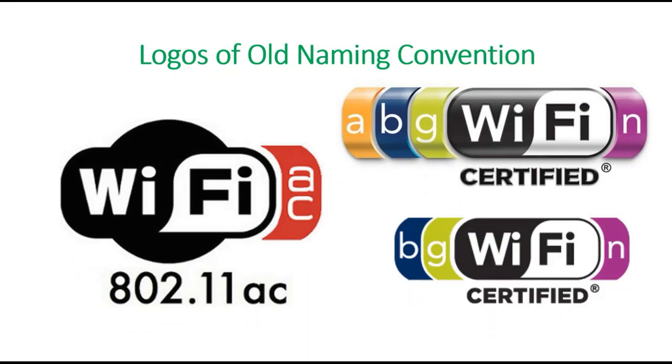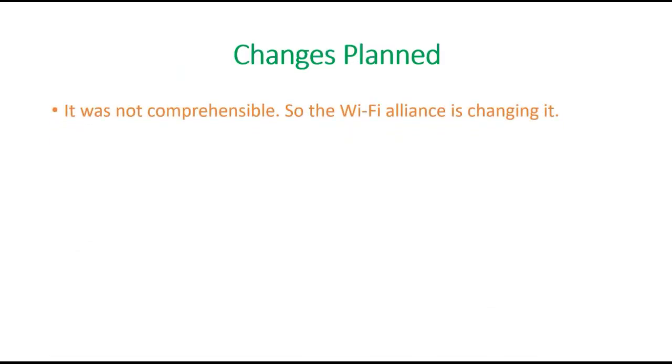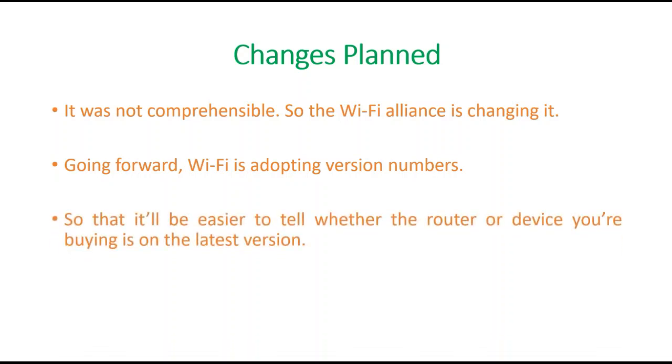Okay, so coming to the next slide, what are the changes planned? The reason was the old naming convention was not comprehensible. That is the main reason Wi-Fi Alliance planned to change this. So going forward, Wi-Fi is going to adopt the versioning system, version numbers, so that it will be easier to tell whether the router or device you are buying is on the latest version. So this will give a very clear picture, so they changed the naming convention. All of those code names have been changed.